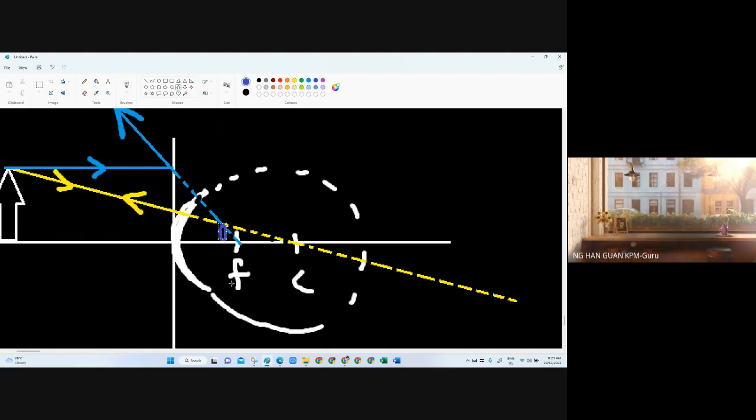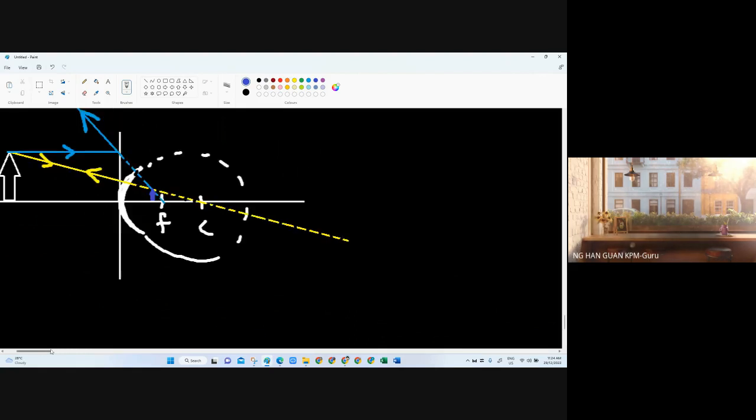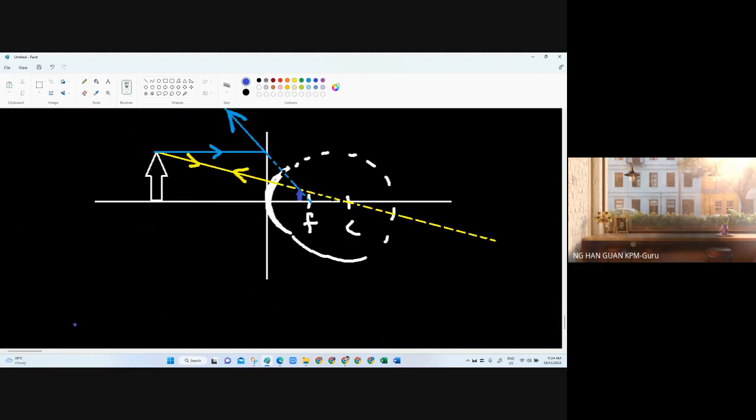Okay, here is your image. There is your image. All right. Okay, so the image will be virtual, upright, and diminished.